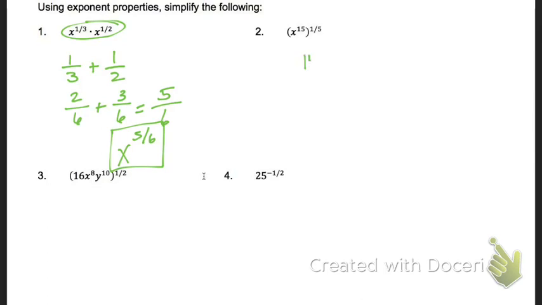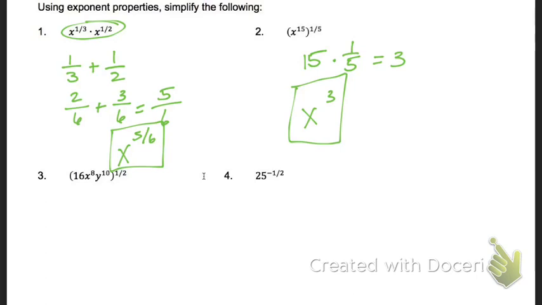Multiply. 15 times 1/5 is what? 3. Now this one is multiply. Wait, what's the little 6 up there? Why is there a 6? Common denominator. That's not in the problem. It's just that the answer is x to the 5/6.